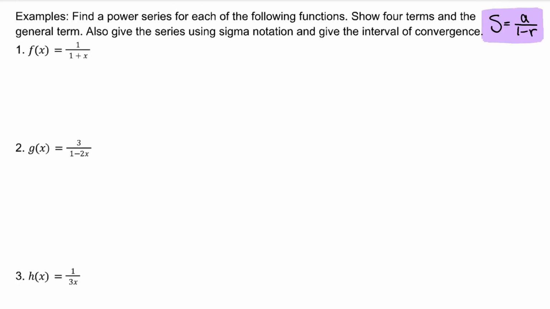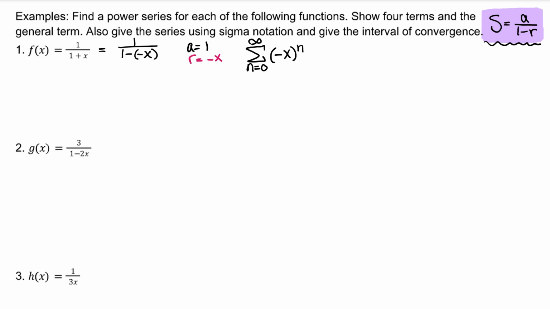So first, can we do some algebraic manipulation to make this function look like our beautiful sum formula? Yeah, I could rewrite this as 1 minus negative x. All right, now a is equal to 1, and our common ratio is negative x. So as a sum, a times r to the n.